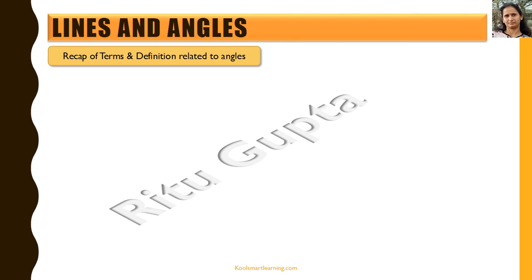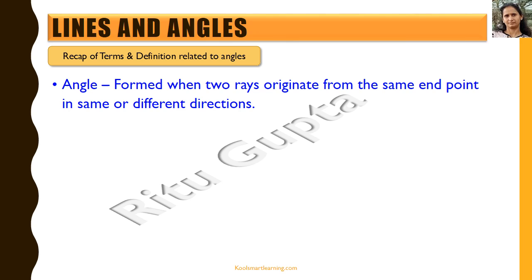Let's now take up some of the terms related to angles which have been studied in earlier classes. So first of all, what is an angle? What do we mean by an angle? An angle is formed when two rays originate from the same endpoint in the same or different directions. Supposing I fix this as an endpoint, and from this endpoint I draw a ray like this and I draw another ray like this. So now this is called the angle.